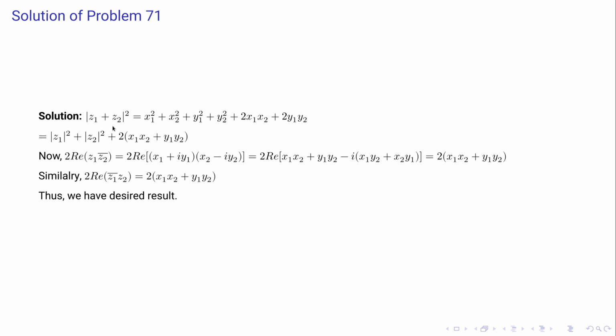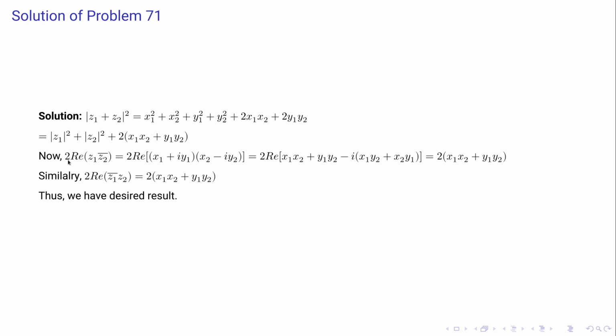So if we substitute Z1 is equal to x1 plus iy1 and Z2 is equal to x2 plus iy2, we will get x1 square plus x2 square plus y1 square plus y2 square plus 2x1 x2 plus 2y1 y2. Now we can write this x1 square plus y1 square as mod of Z1 square, x2 square plus y2 square as mod of Z2 square, and then we will have 2 into x1 x2 plus y1 y2.